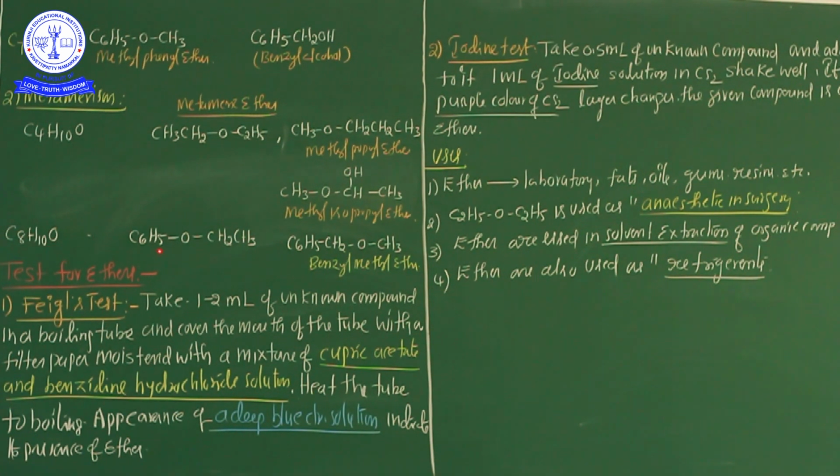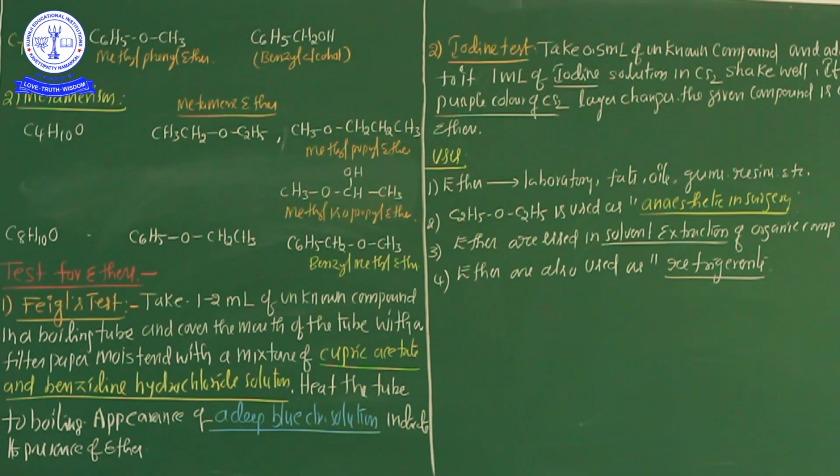Here, ethyl phenyl ether. This is called ethyl phenyl ether. And one more example, benzyl methyl ether. So important point, my dear students, ethers are easily involved in two different types of isomerism.